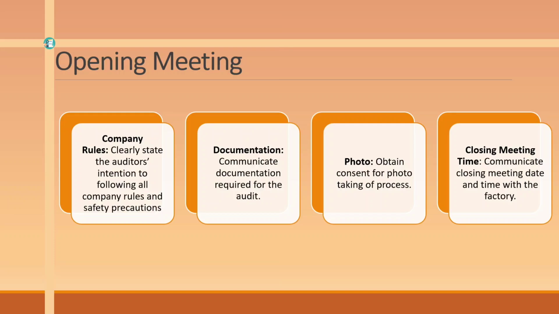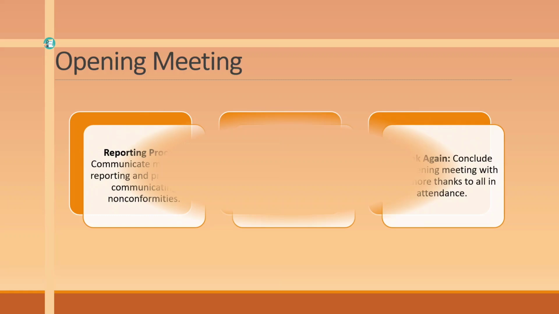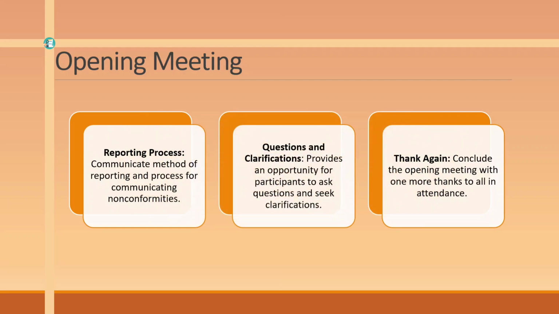Closing meeting time. Communicate the closing meeting date and time with the factory so that all factory management staff make themselves available for the closing meeting. Reporting process. Communicate the method of reporting and the process for communicating audit results and non-conformities: when and how it will be communicated.